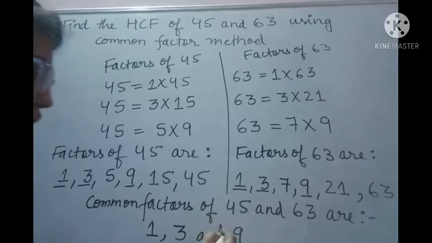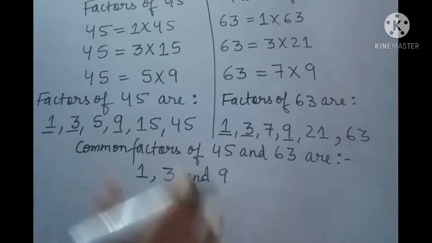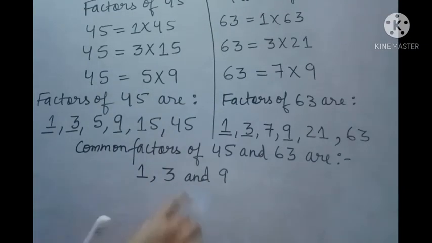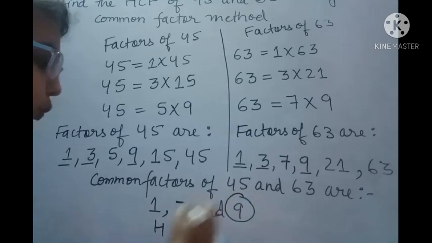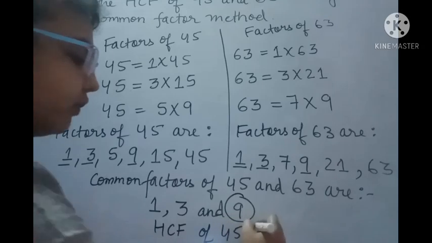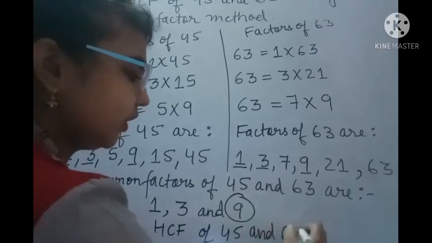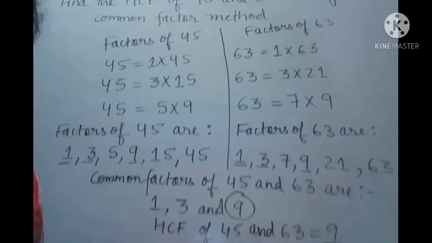Out of these 3 common factors, what is the highest common factor? Out of 1, 3 and 9, which is the greatest number here? The greatest number is 9. So you will say that the HCF of 45 and 63 is equal to 9. 9 is your correct answer.